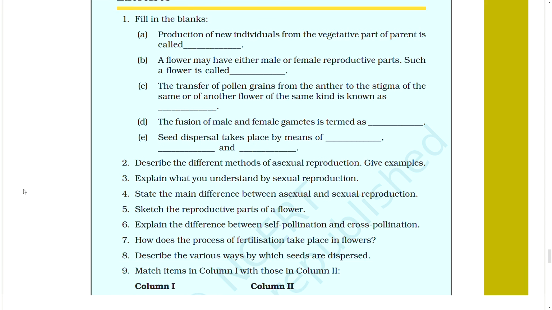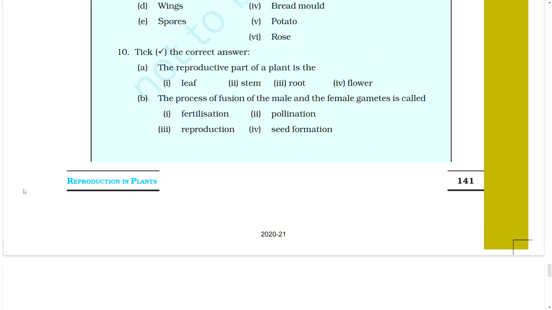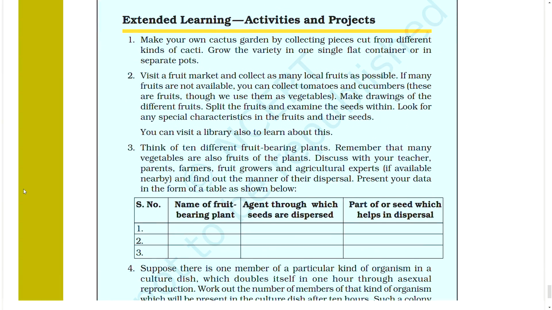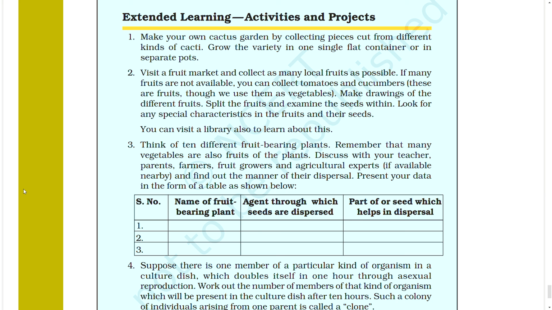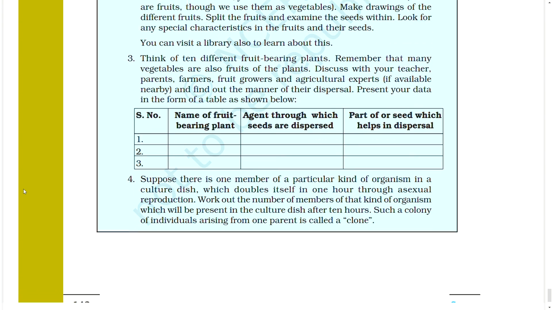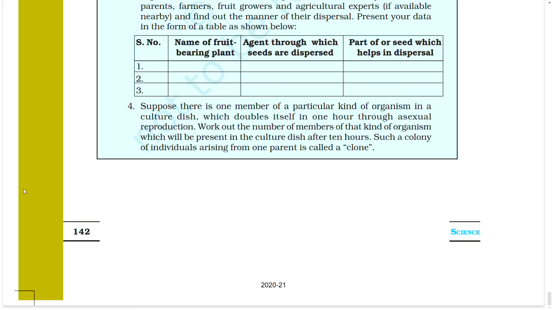Exercises. Do this and comment this. Extended learning activities and projects. 1, 2, 3, 4. Do this and comment this.